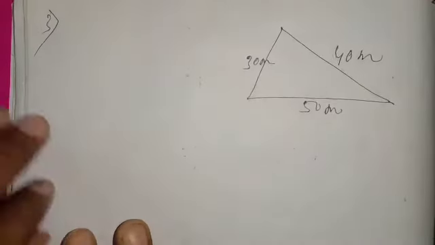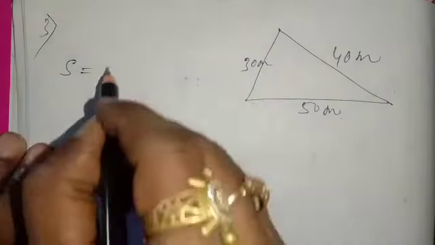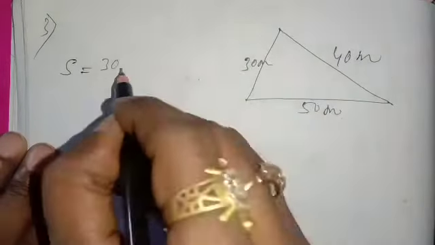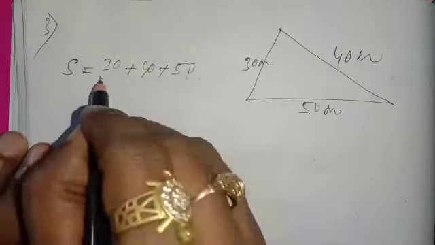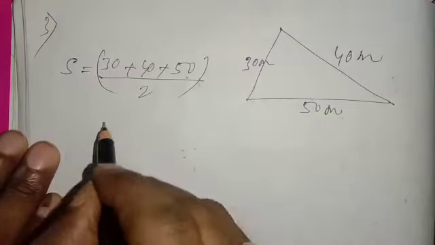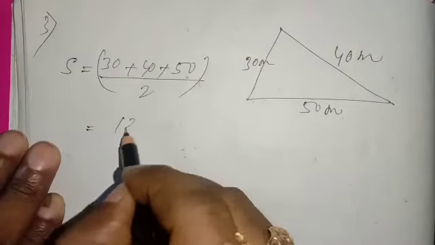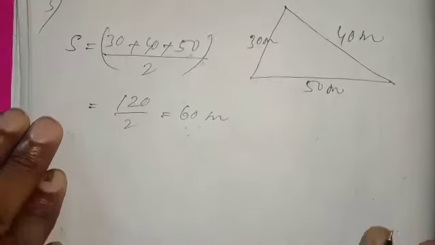Before going to Heron's formula, you have to find S. S is the semi-perimeter. Semi-perimeter is the sum of 3 sides by 2, that is 30 plus 40 plus 50 by 2. How much coming? 120 by 2 coming 60 meter. S stands for semi-perimeter.